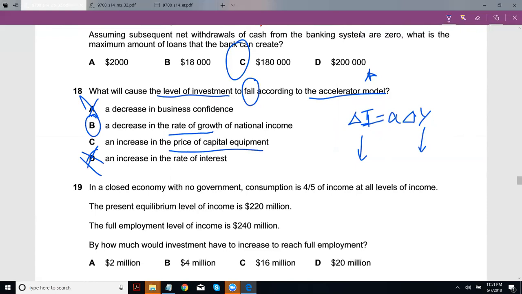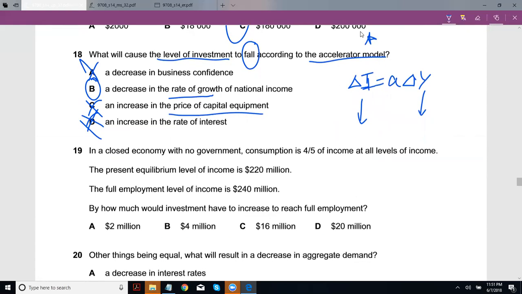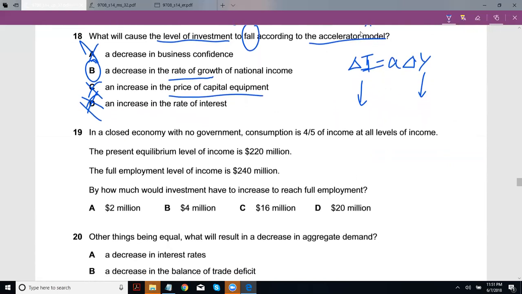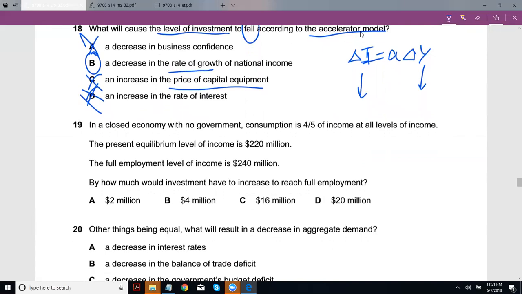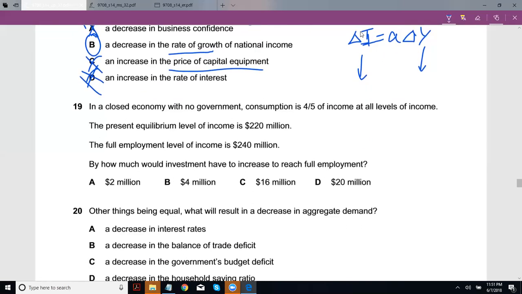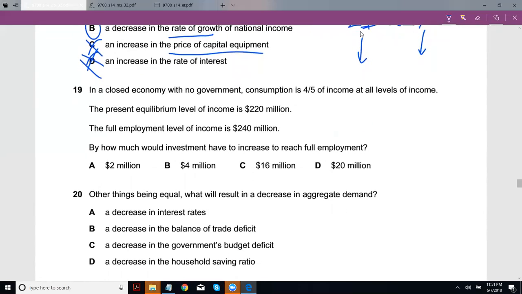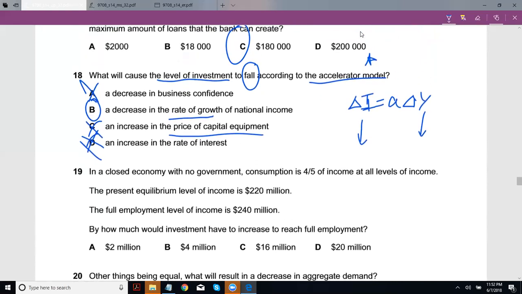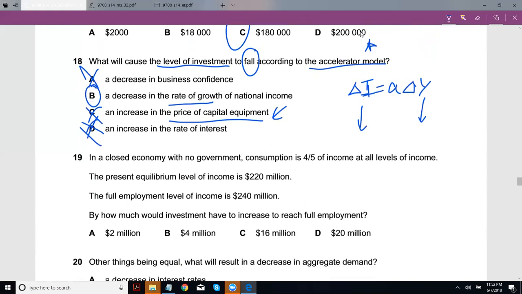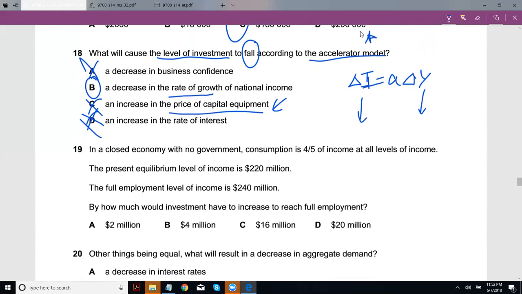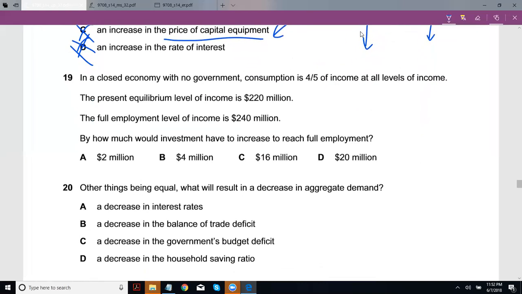And the price of capital equipment and all could change your MEC, the marginal efficiency of capital. I'm just discussing what option this was. So, like, 18, okay. Yes, MEC. Anyhow, the idea is it's not part of your accelerator model. So just get rid of it.